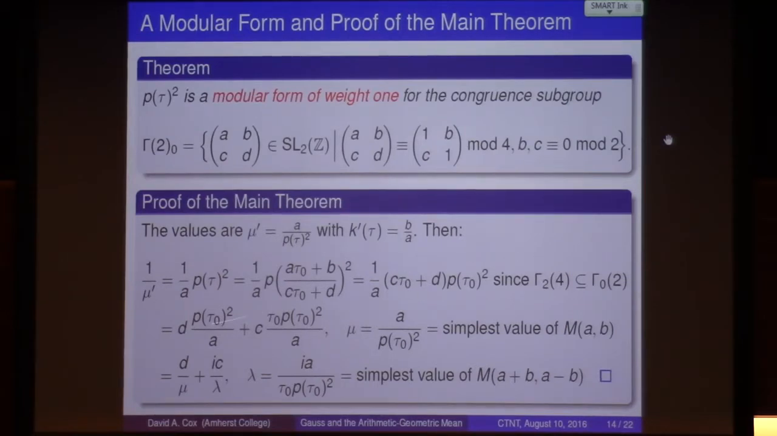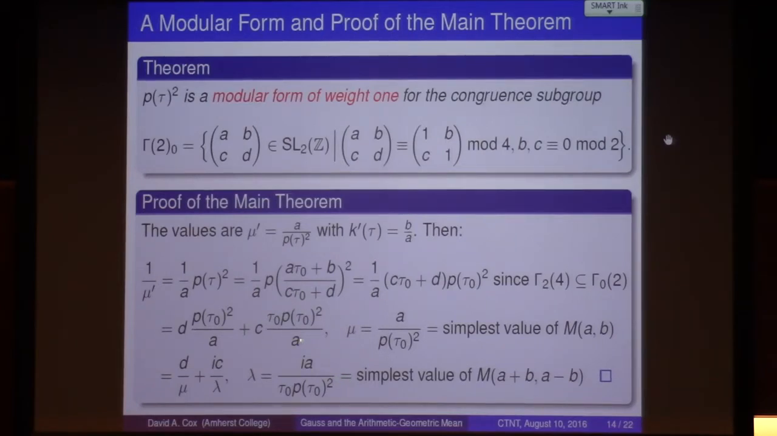And now you just multiply this out a little bit. So let me take the d, I'll take d times that, and I get d times p of tau squared over a, so I get that guy. And then I also get this one, which is this one. But notice that right here, that's the simplest value. And again, that's because that lies in the fundamental domain. So in fact, notice that here we have d over mu, where that mu really is the simplest value.